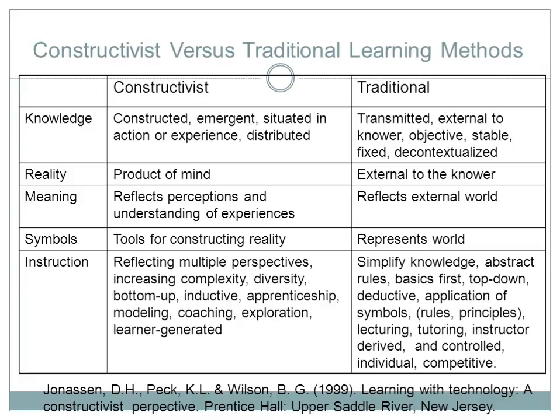The constructivist reflects on perceptions and understanding of experiences when they're trying to derive meaning. In the traditional sense, you reflect on the external world to form meaning. As far as symbols, the constructivist views symbols as tools for constructing reality. The traditional approach would be that symbols represent the world.